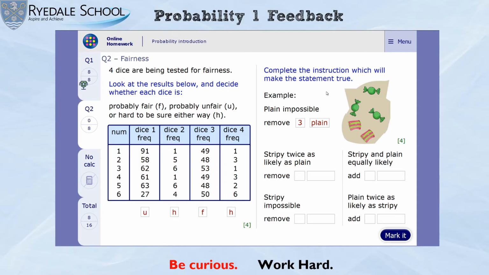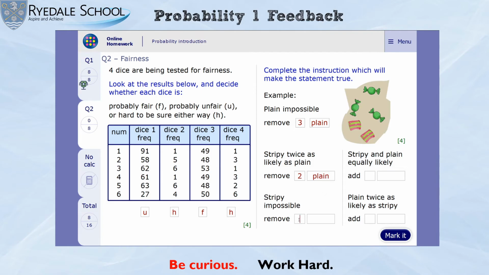Right, on this last and final diagram, it says complete the instructions which will make the statements true, and there is an example. If you want to make getting a plain sweet from that bag impossible, you have to remove all 3 plain sweets. So, the one that I need to do first is stripy twice as likely as plain. If I want stripy twice as likely, I currently have 2 stripy sweets. So for that to be twice as likely, I would only need 1 plain sweet. So I need to remove 2 plain.